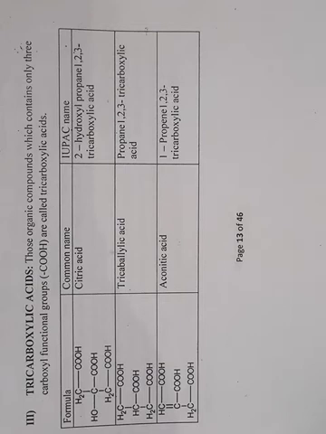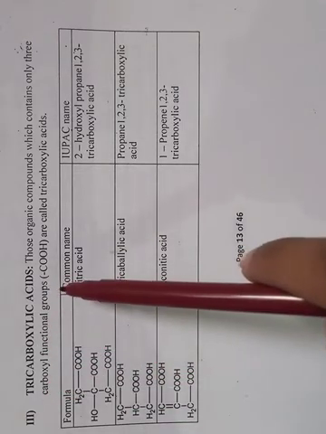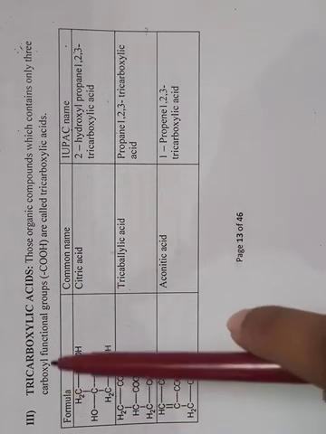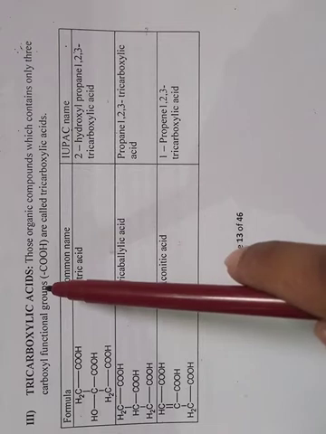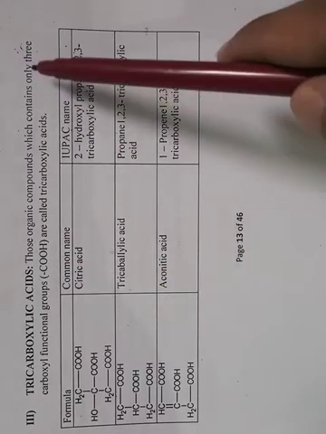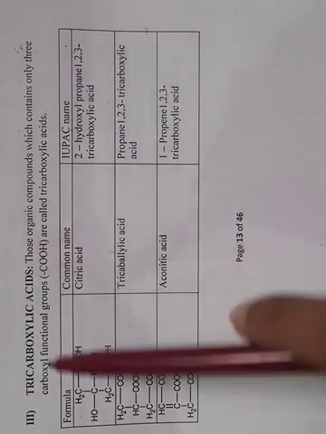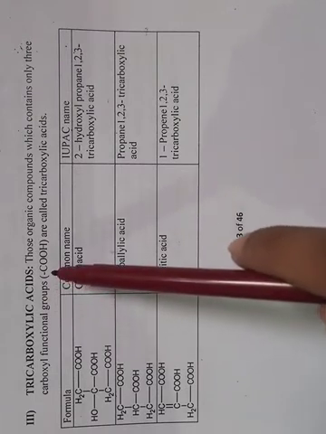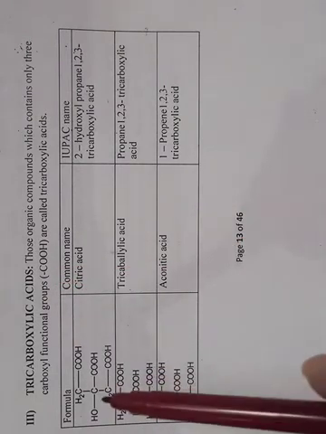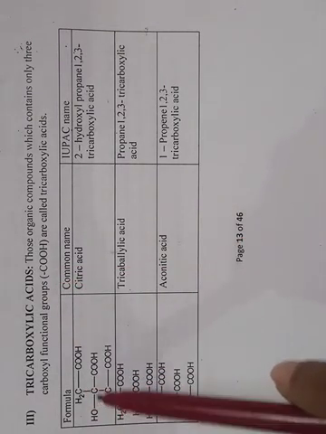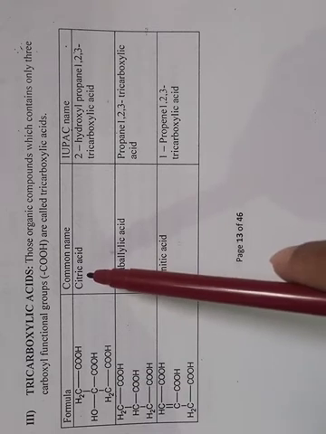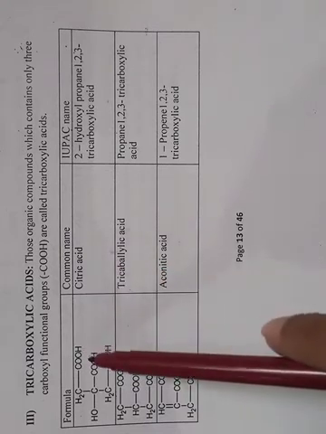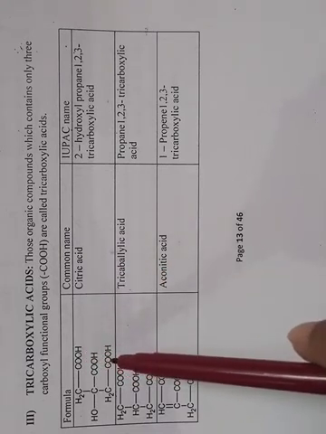Hello dear students. So let us discuss the tricarboxylic acids. Tricarboxylic acids are those organic compounds which contain three carboxylic functional groups. For example, here, see the citric acid. Citric acid is an example of a tricarboxylic acid.